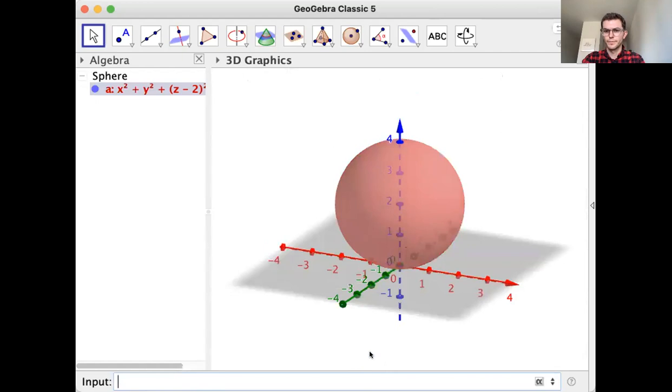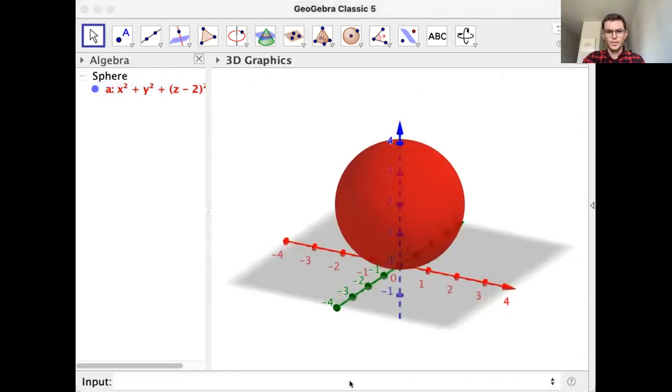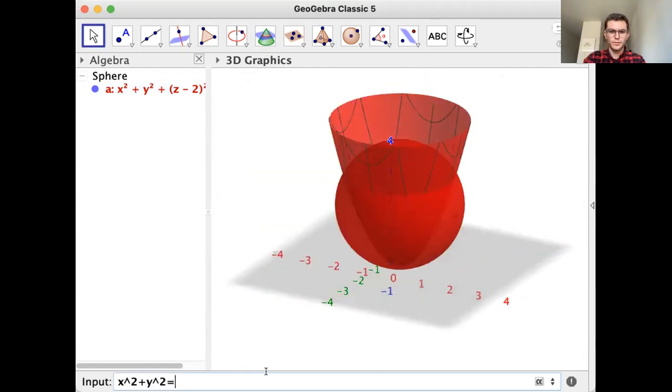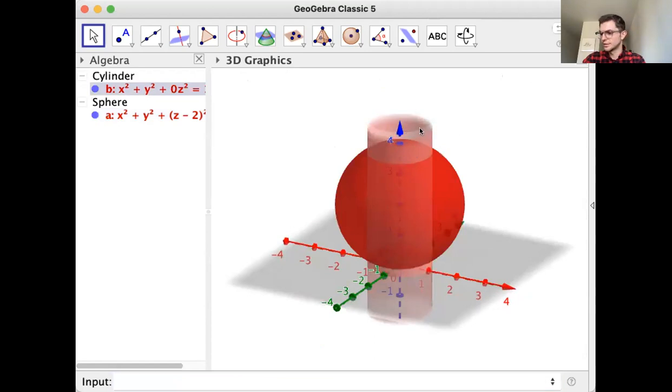That's the sphere, right? And then, yeah, that x squared plus y squared equals 1. There's the cylinder.